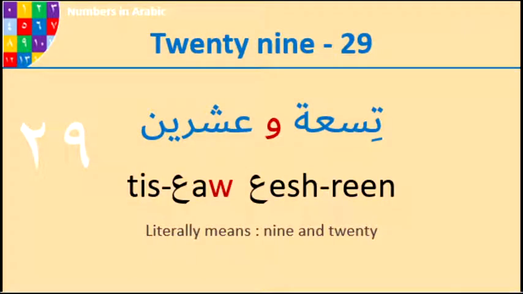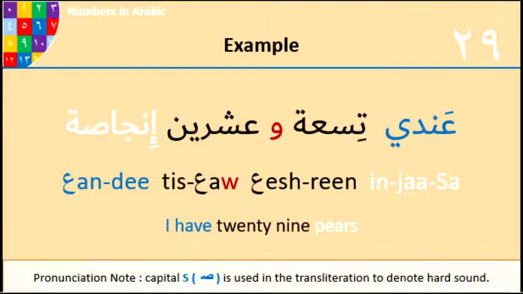29. 29 literally means 9 and 20. عندي 29 إنجاصة. I have 29 pears. عندي 29 إنجاصة.